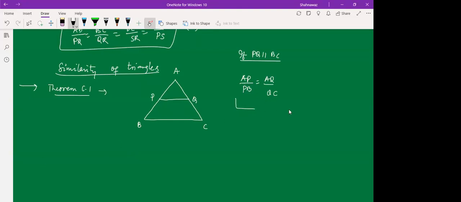And there was an extension of this theorem also: AP by AB, in the small triangle and in this big triangle, would be equal to AQ by AC. So this was the extension of theorem 6.1. And then we learned about theorem 6.2.